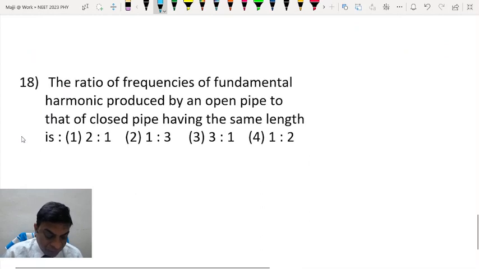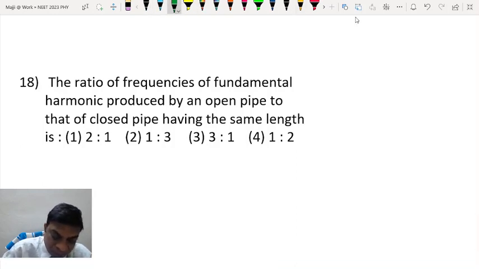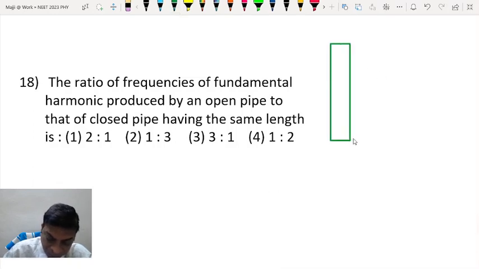The ratio of frequencies of the fundamental harmonic produced by an open pipe to that of a closed pipe having the same length. Again, these are formula based questions. They should be at your fingertips. All the formulas should be at your fingertips.